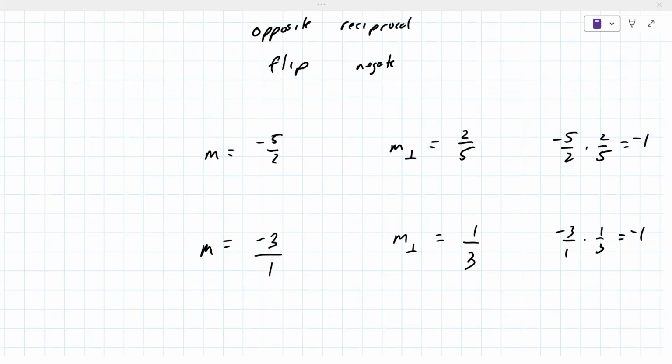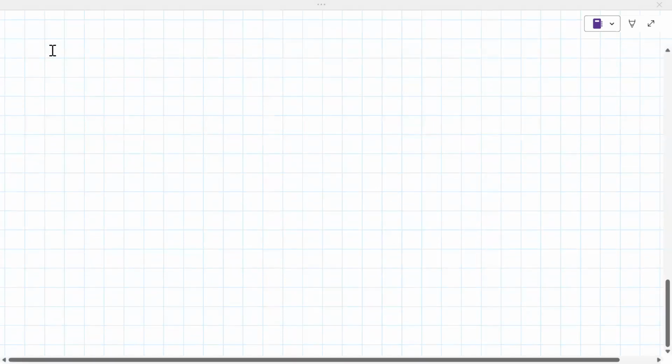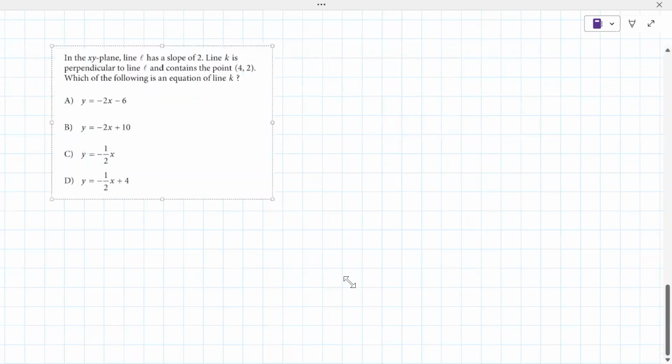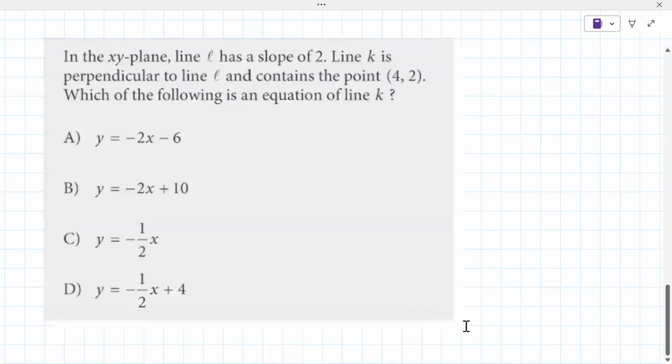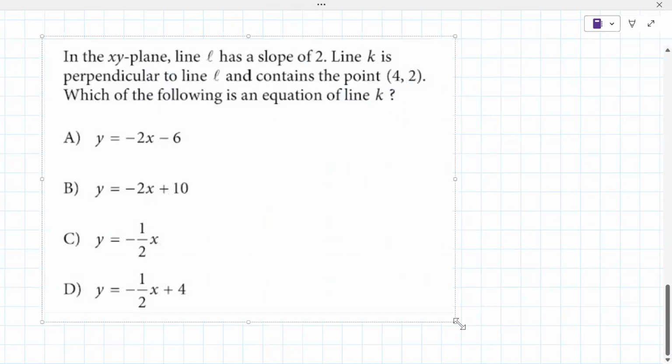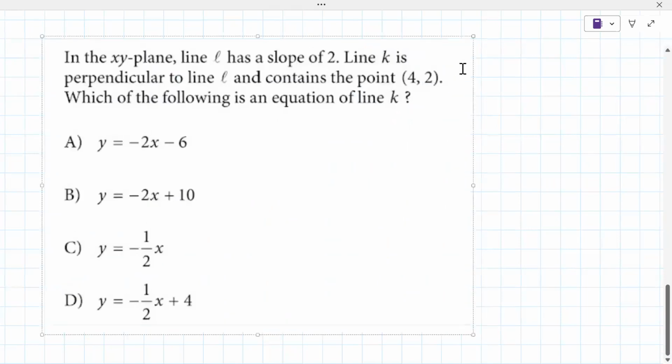So let's start out with a relatively straightforward question here. All right. It says here line L has a slope of 2. Line K is perpendicular to line L. That's important. And contains the point (4, 2). Which of the following is an equation of line K? Go ahead and give this one a try, please.